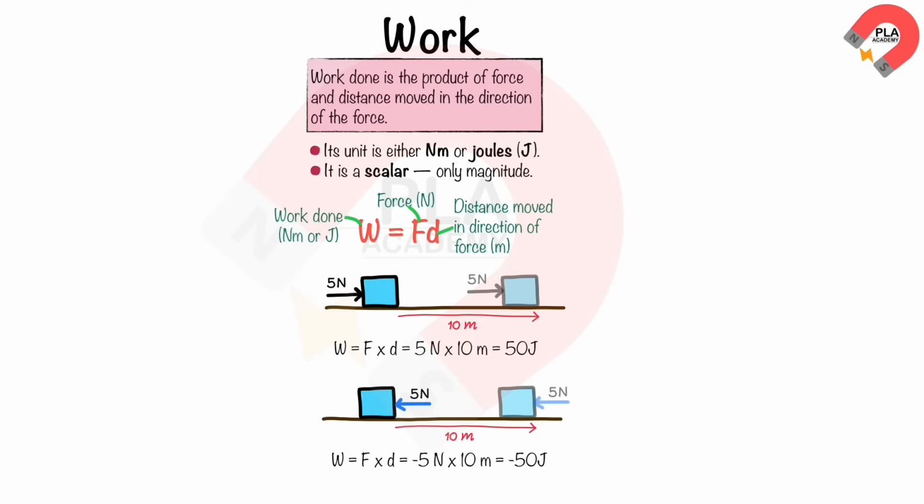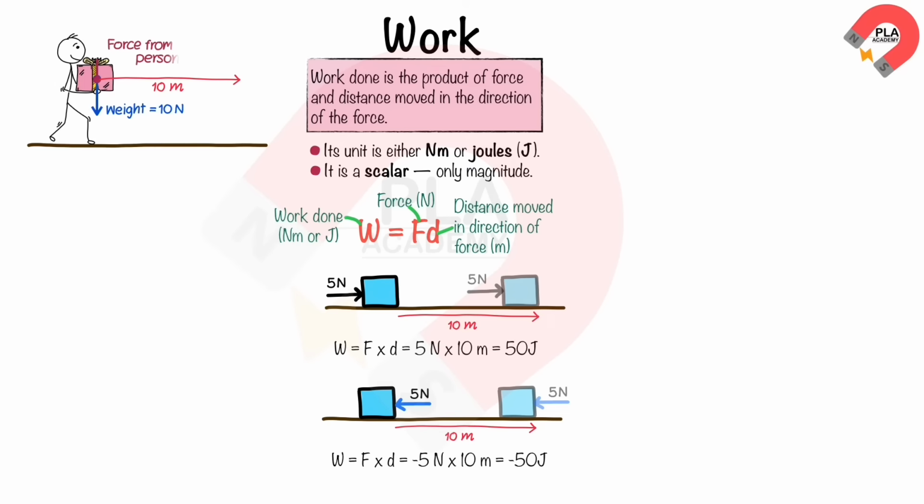A person walks 10 meters while holding a box weighing 10 newtons. The person exerts a force of 10 newtons to hold the box, but the box moves forward in a direction perpendicular to the force. Therefore, the work done by the person holding the box is 0.